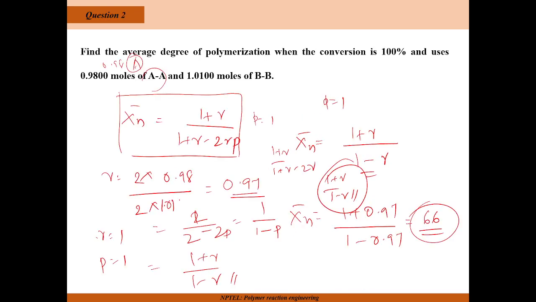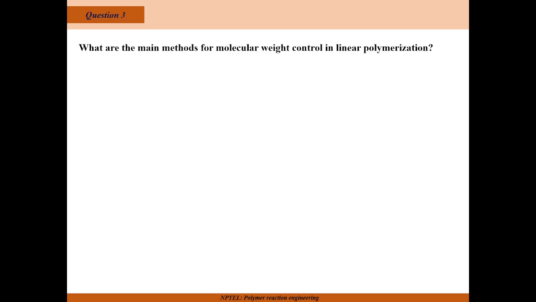Okay, so now let's move further. What are the methods for controlling molecular weight in a linear polymerization? So basically, in the lecture, Sir has described three different methods. These were called the three major methods for molecular weight control. So what are the major methods by which we can control the molecular weight in a linear polymerization reaction?